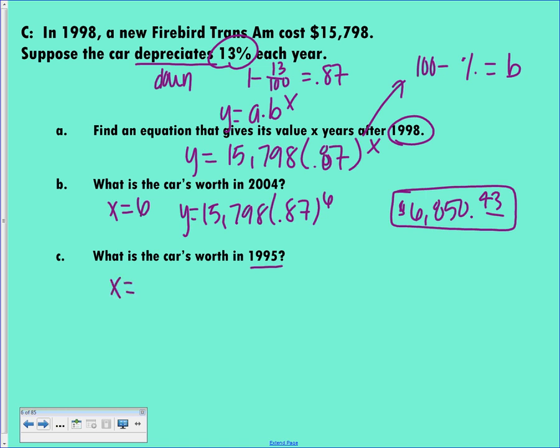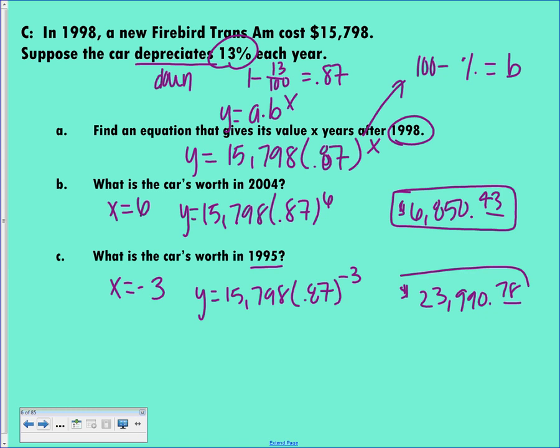Okay, part C. What was the car's worth in 1995? That's before 1998 by 3 years. So for our x, that will be a -3. And if we're going to gauge if we're doing things right, this car should be worth more than 15,798. So our value, when we plug this in, better be bigger than what we started with. And it is indeed. $23,990.78 is what you get there.